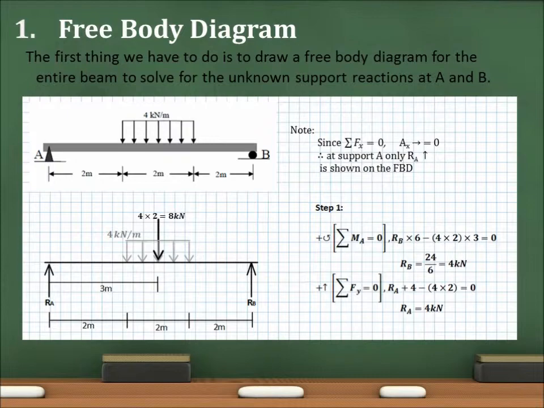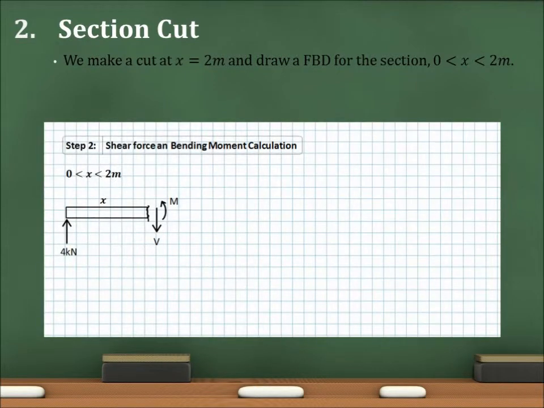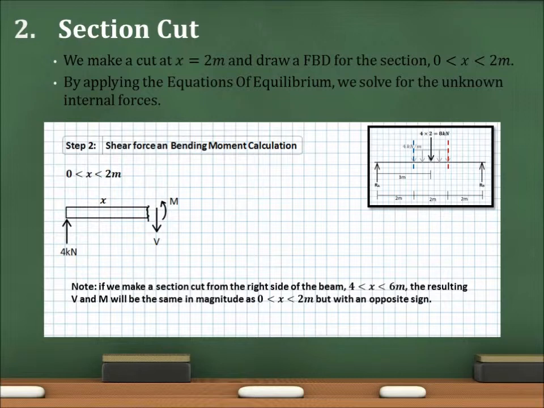So the next thing we want to do is to section the member. By looking at the different loadings on the beam, we can decide where we want to cut. We take an imaginary cut at x equals 2 meters and draw the free body diagram for the right hand side. Notice that in this section, we're using the sign convention with a negative shear force and a positive bending moment. If we make a section cut from the other side of the beam, the resulting shear force and bending moment will be the same in magnitude as this section, but with an opposite sign. Using the equilibrium equations, we can solve for V and M.